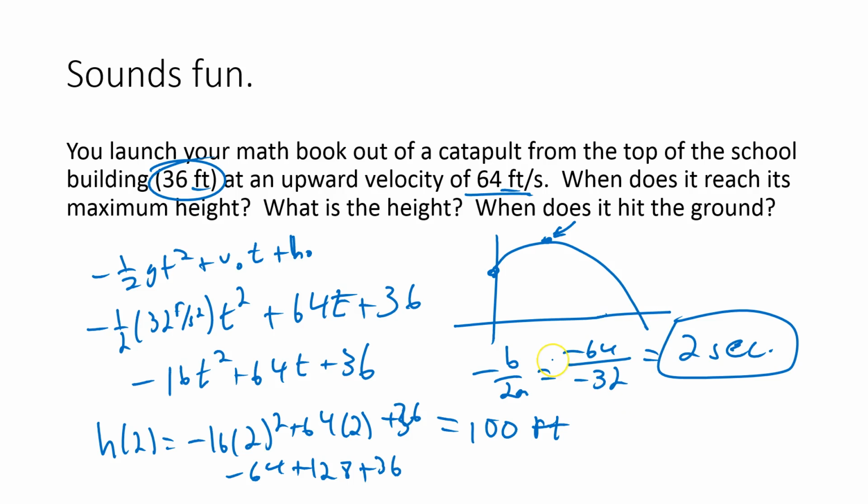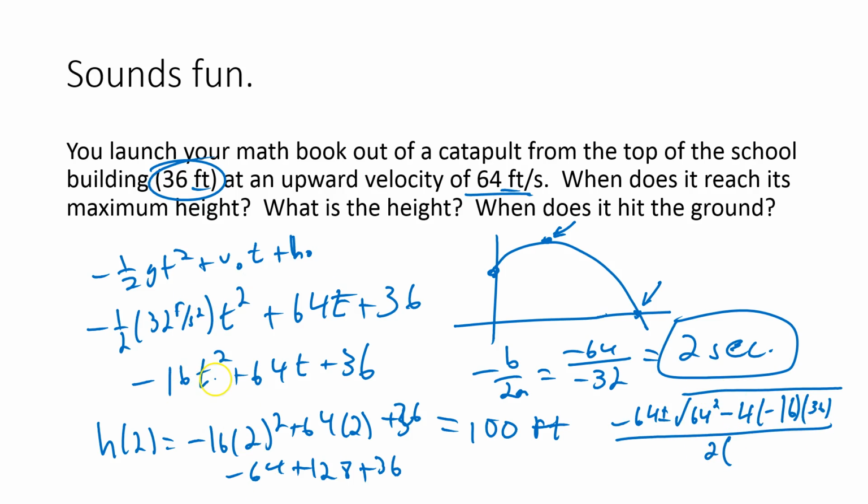Then it asks us when it hits the ground. And when it hits the ground, well, that's going to happen right there. That looks a lot like an x-intercept, doesn't it? So if it's the x-intercept, we can use quadratic formula to find that. So that's going to be negative b plus or minus the square root of b squared minus 4ac. So that's going to be 4 times negative 16 times our c value, which is 36. All divided by 2a, which is going to be 2 times our a value, which is negative 16.